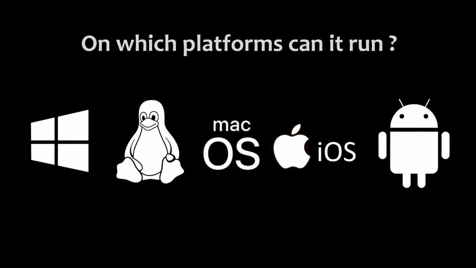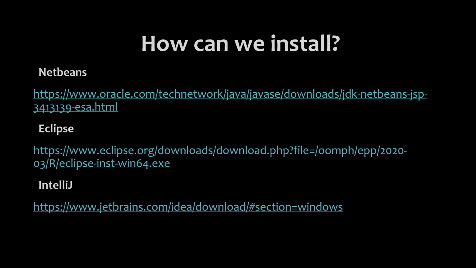On which platforms can it run? Java is a platform independent language, as you know, so a socket which we implement with Java can run on different operating systems. These are, as you see, Windows, Linux, Mac, iOS, Android, and so on. How can we install? There are many integrated development environments for Java. These are NetBeans, Eclipse, IntelliJ, and so on.